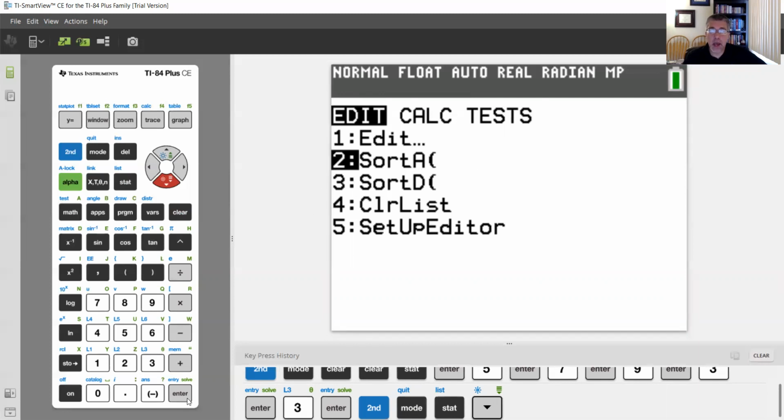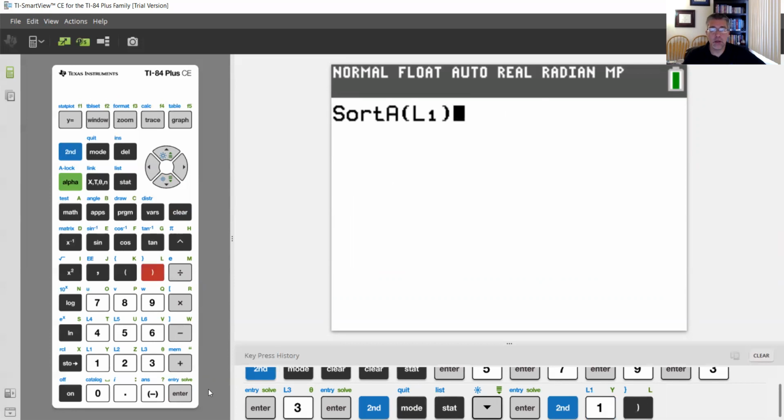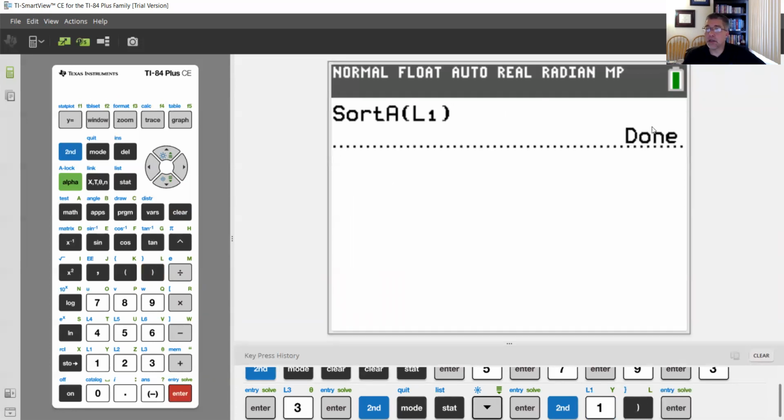So I want to enter this, hit enter on that, and it says sort ascending what? Well, I want to sort ascending list 1 because that was the list that I was working with. So second, L1, and then hit enter. So it says done. I've sorted that from lowest to highest.